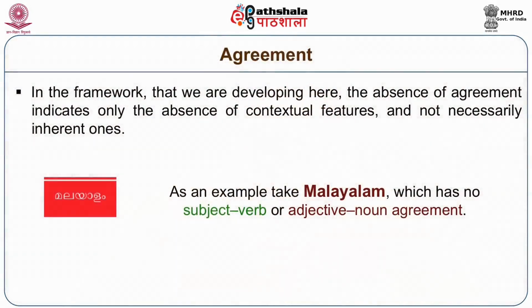What the absence of agreement indicates is only the absence of contextual features. That is a relation where a verb can copy onto these features. A language like Malayalam, which has no subject-verb or adjective-noun agreement, is very likely one language that disregards contextual features altogether.